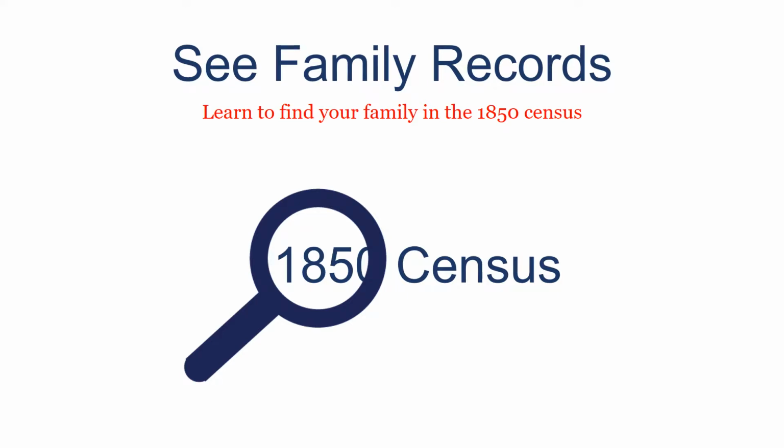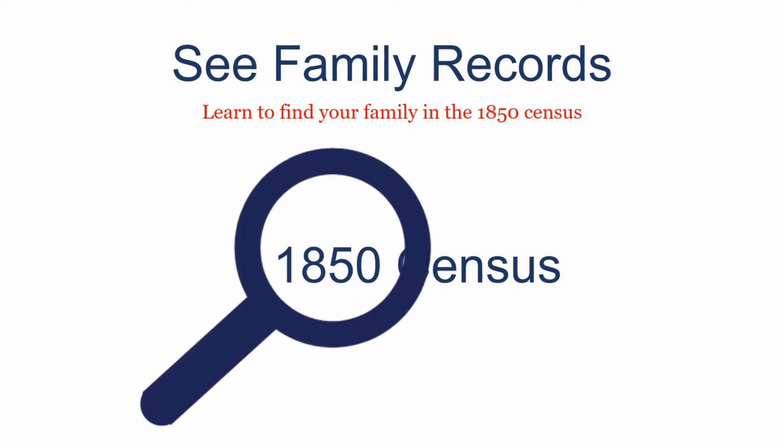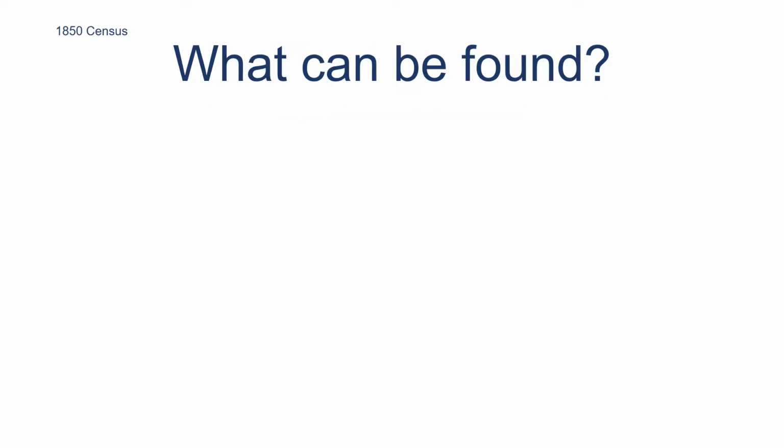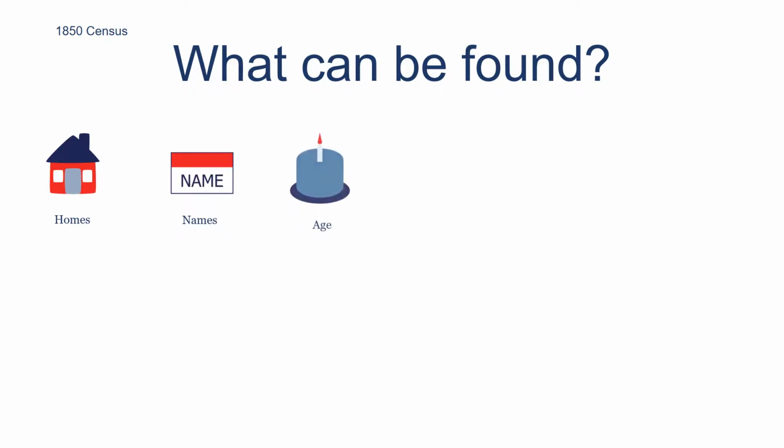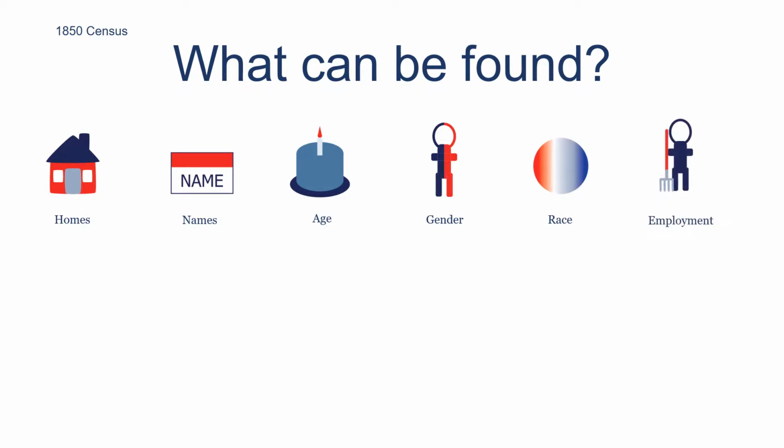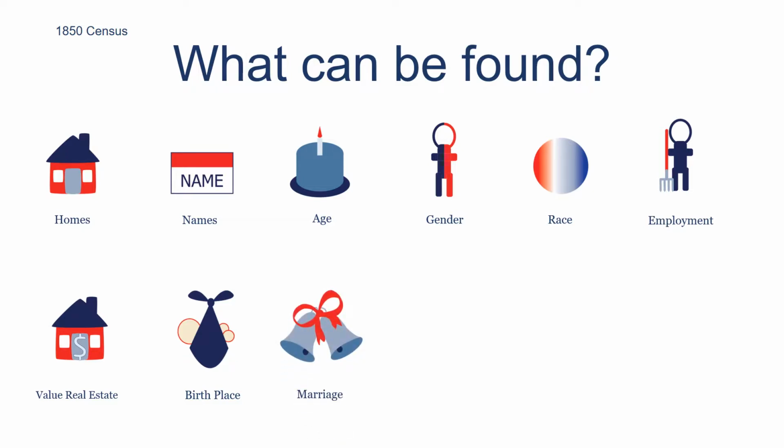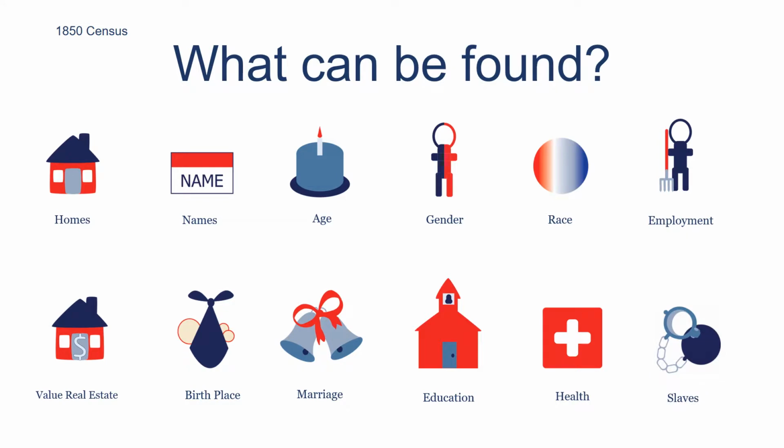See Family Records. Learn to find your family in the 1850 census. What can be found? Homes, names, age, gender, race, employment, value of real estate, birthplace, marriage, education, health, and slaves.